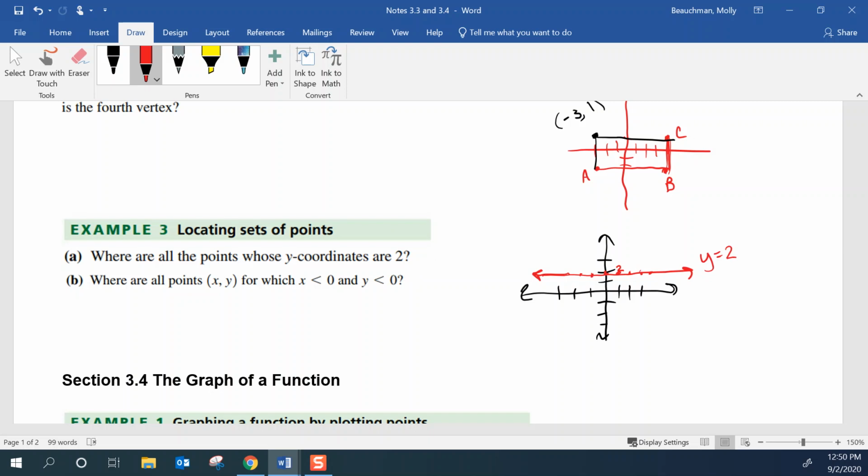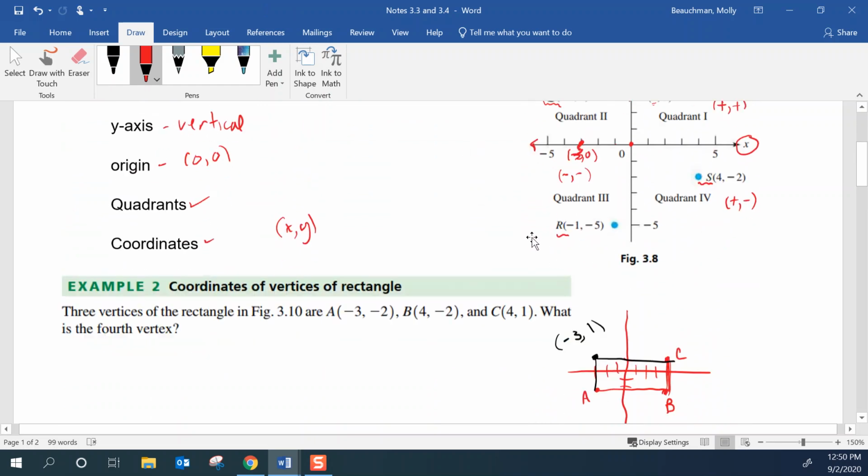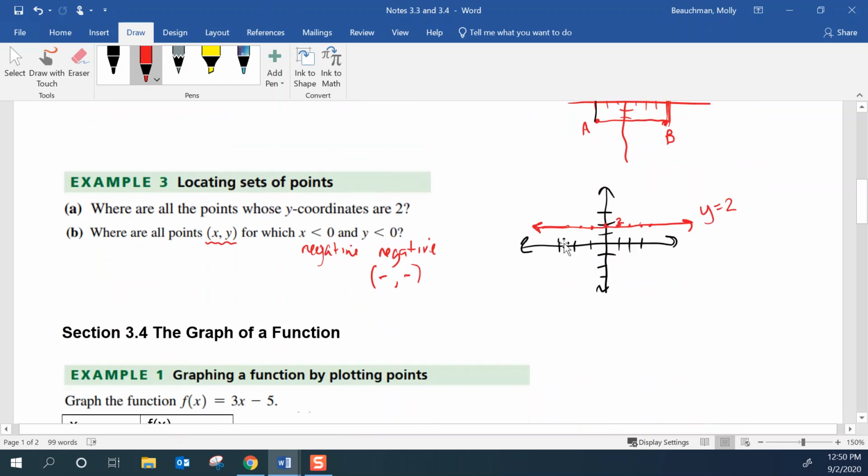Then last example out of this section, where are all the points x, y for which x is less than 0 and y is less than 0? So if x is less than 0, it's negative. If y is less than 0, it's also negative. So where are all of our coordinates that have negative x's and negative y's? If we look above, all of those points would land in the third quadrant. So the answer to B is quadrant 3.